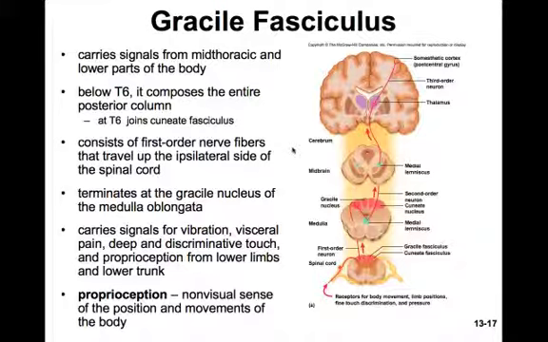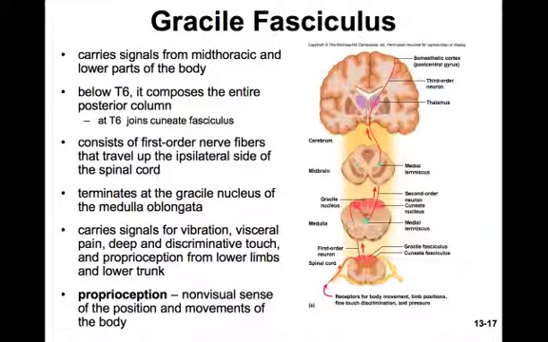This fasciculus carries signals from the mid-thoracic and lower parts of the body. Basically, below T6, it composes the entire posterior column. It consists of first-order nerve fibers that travel up the ipsilateral side of the spinal cord. So they stay on the same side of the spinal cord and travel up to the medulla oblongata, where it terminates in the gracile nucleus.